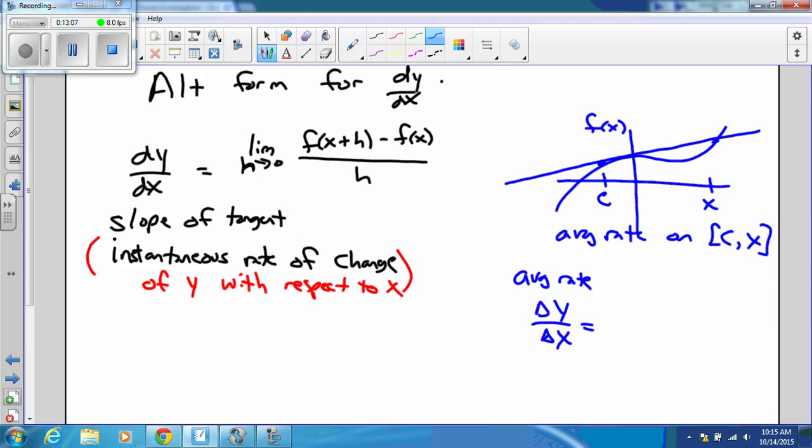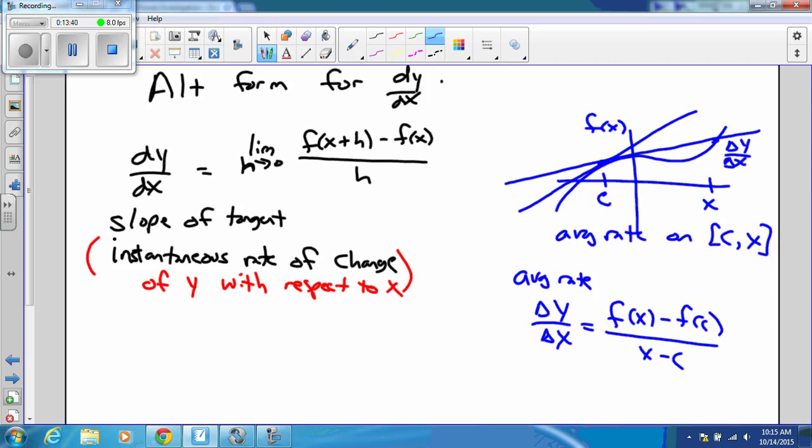And you can label it either as average rate, or you can label it as delta y over delta x, and that should be equal to f of x minus f of c over x minus c. Change in y divided by change in x, and it's all in the label. And now what we're going to do is take this average rate and turn it into an instantaneous rate, giving us the slope of the tangent line at the point c.